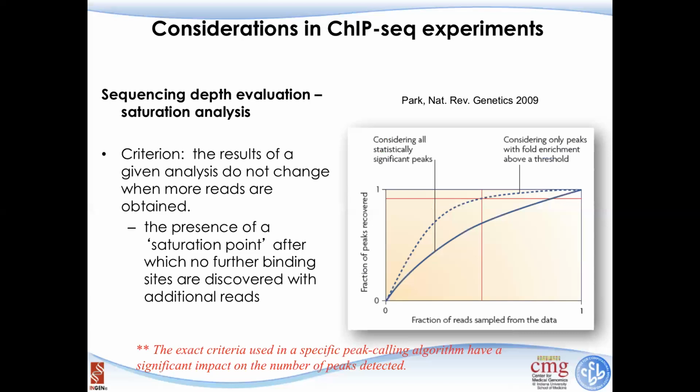But if we add another criterion, like we also want to consider the fold change, the enrichment, so how can we do that? Yeah, that's good. If we have additional criteria, maybe the curve becomes flat somewhere. Then at this point, we can say that could be the saturated point. We can use this one. Okay, but be careful. Whatever criteria you use in the peak calling algorithm always have a significant impact on the number of peaks you select.